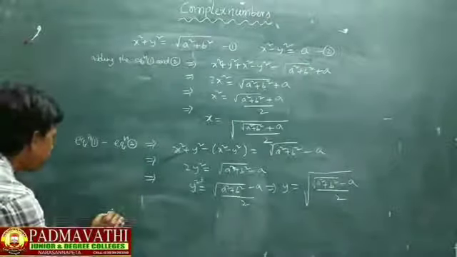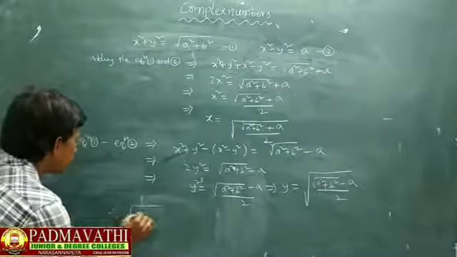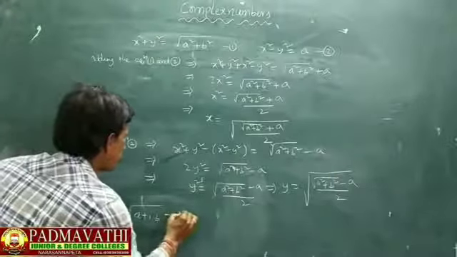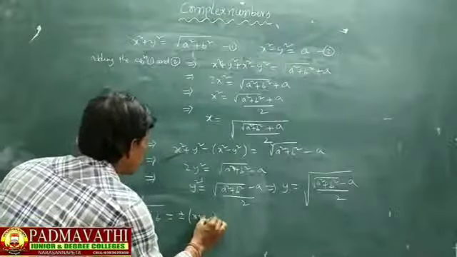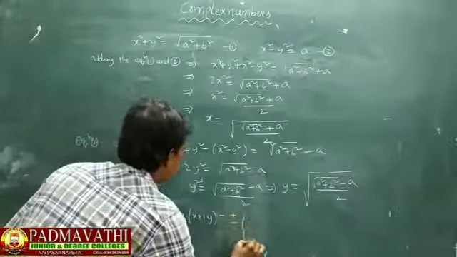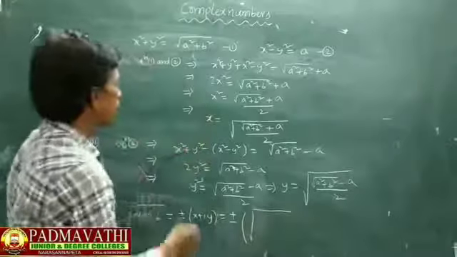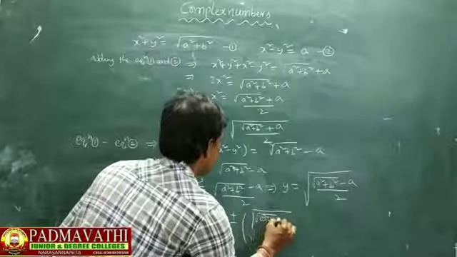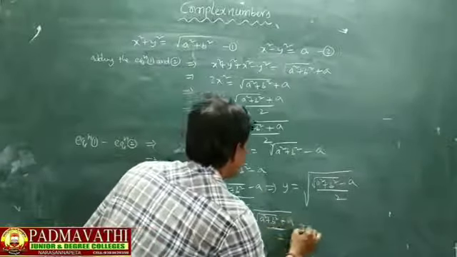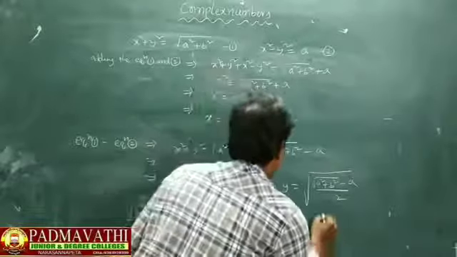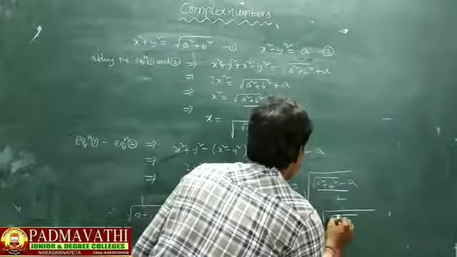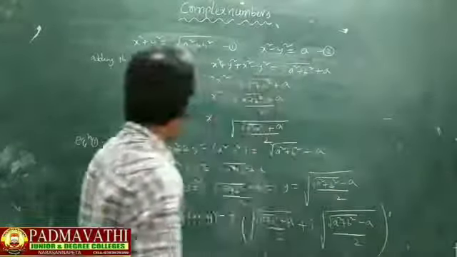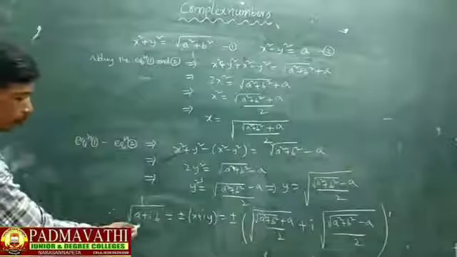Therefore, the square root of a plus ib equals plus or minus (x plus iy), that is plus or minus the square root of ((root of a square plus b square plus a) by 2) plus i times the square root of ((root of a square plus b square minus a) by 2). That is the square root of the complex number a plus ib.